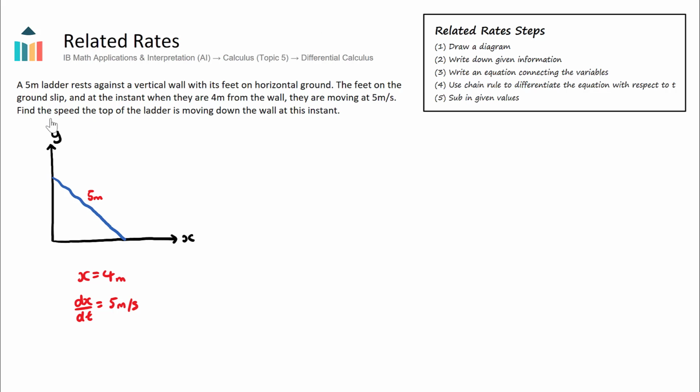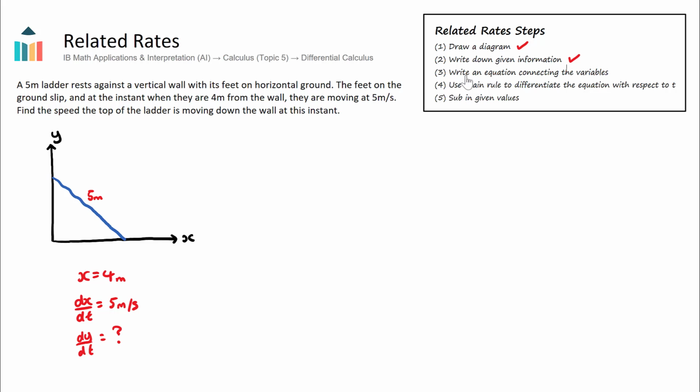Now, what do we want to find? We want to find the speed the top of the ladder is moving down the wall. So we want to find dy/dt. dy/dt equals question mark. That's what we want to find. Step 2 completed. Let me tick these off as we go. We have drawn a diagram and we've written down all of the given information.